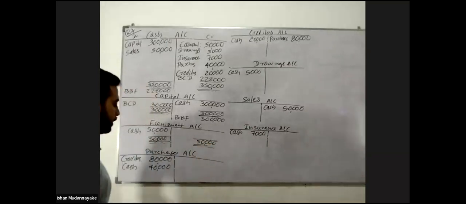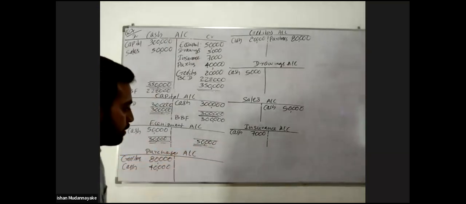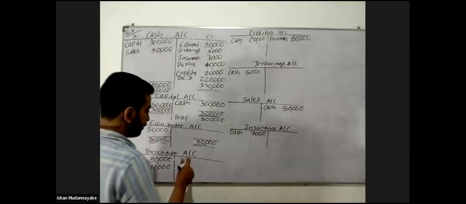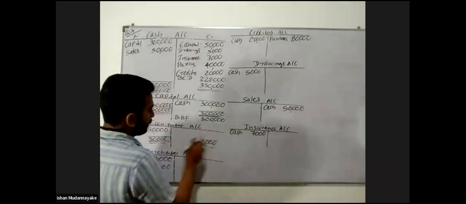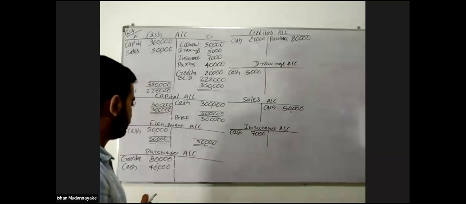Higher side, debit side, 50,000. Then transfer that amount to the credit side. And after that, there is no balance to deduct in the credit side.